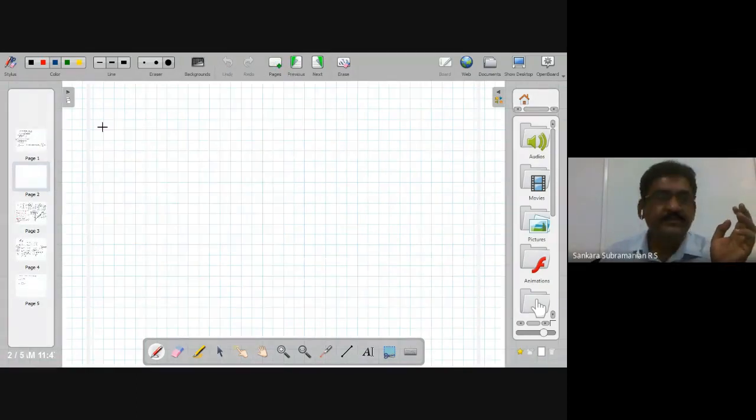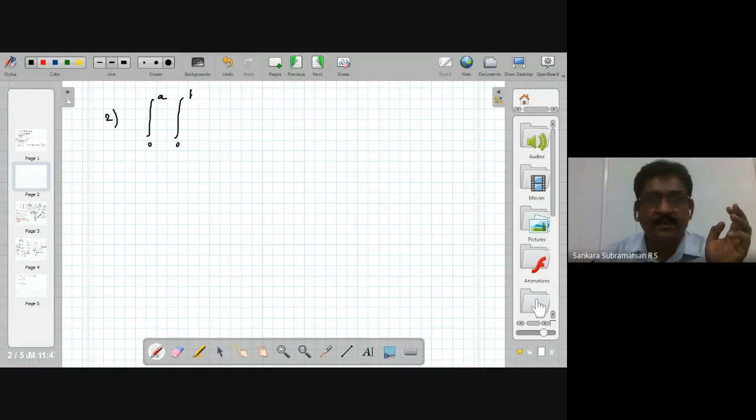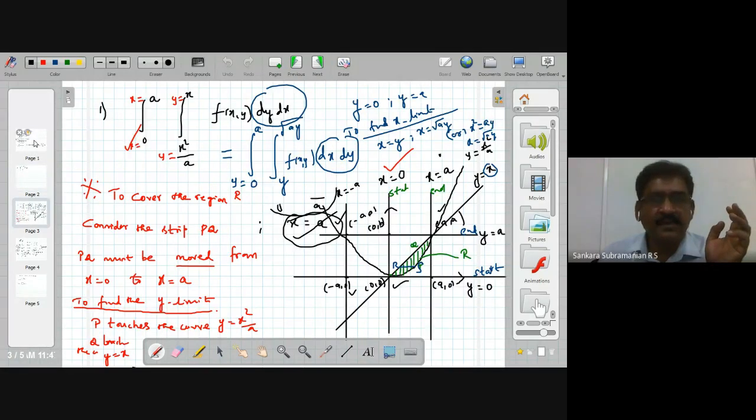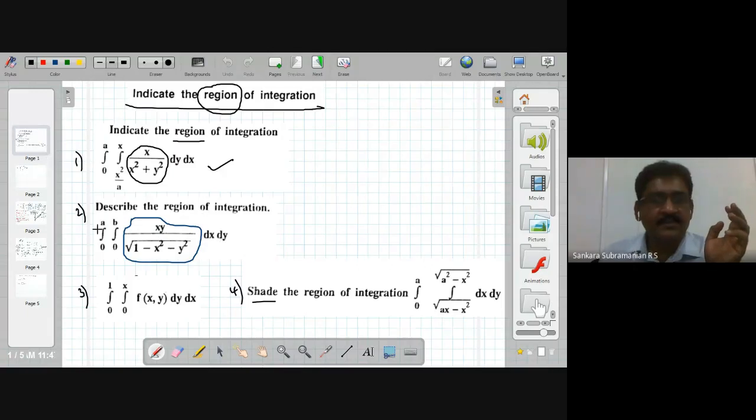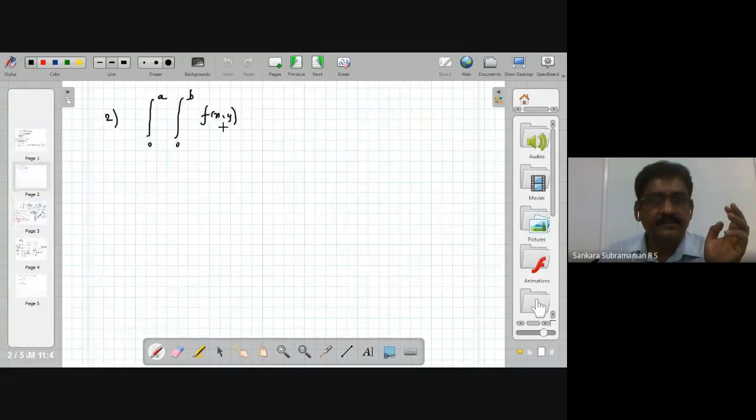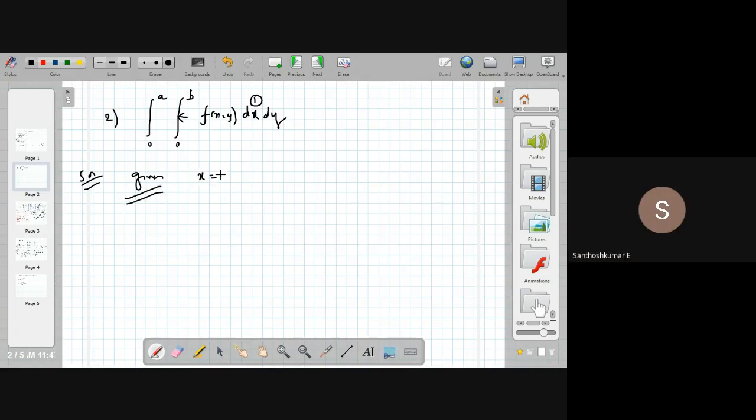The second problem is integral 0 to a, 0 to b. I don't want to bother about the function inside. And என்ன கொடுத்திருந்தாங்க? dx dy. Solution, since it is a constant limit, we have to choose the order. dx முன்னாடி கொடுத்திருந்ததனால இதுதான் x னுடைய limits given. Sir, rectangle மாதிரி வருது சார்.